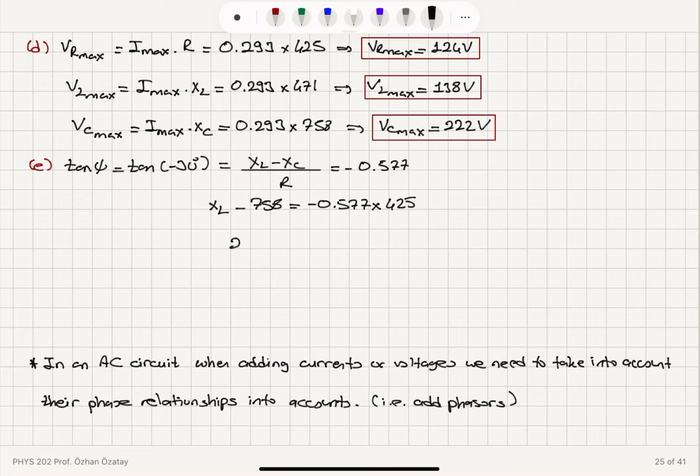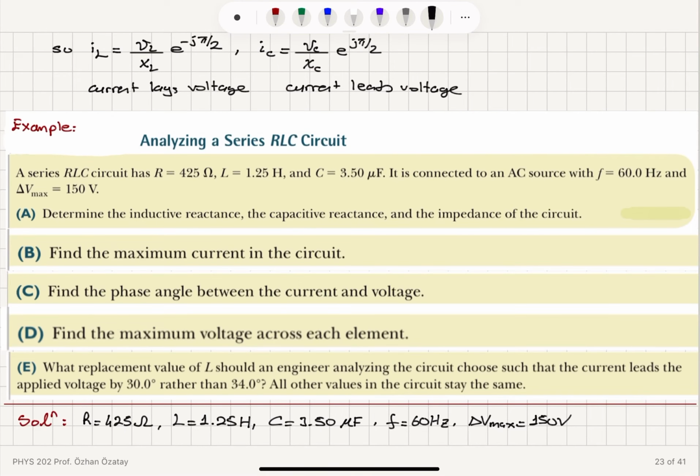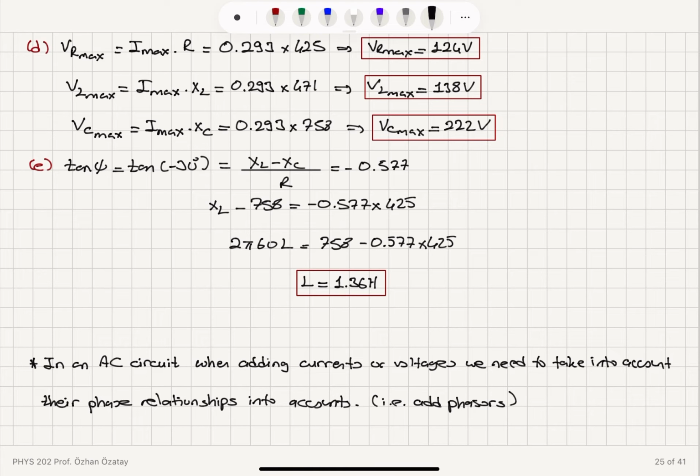So XL, which is omega L, 2 pi 60 L, will be equal to 758 minus 0.577 times 425, and this will give us an inductance of 1.36 henries. So to change the phase angle from minus 34 to minus 30, I have to change the inductance from 1.25 to 1.36.